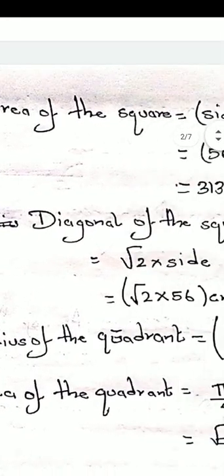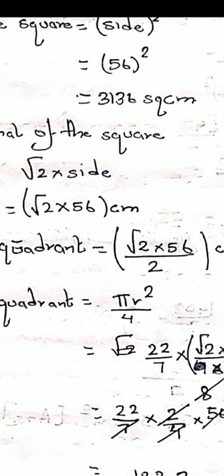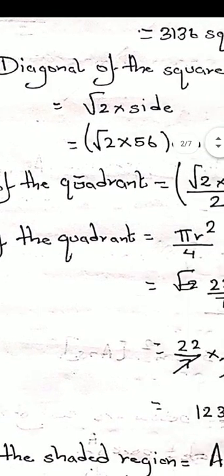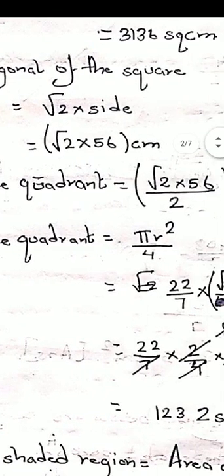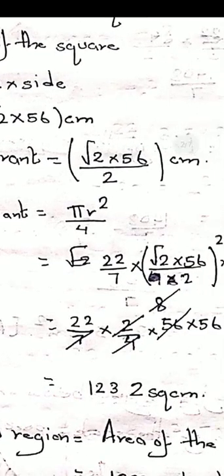Area of the square is nothing but side square. Side has been given as 56, so it will become 56 square, that is 3136 square centimeter. So we need to calculate the diagonal of the square. Why we are calculating the diagonal of the square is because we need the radius for calculating the area of the quadrant of the circle. The diagonal is root 2 into side, that is root 2 into 56. So radius of the quadrant will be root 2 into 56 divided by 2.